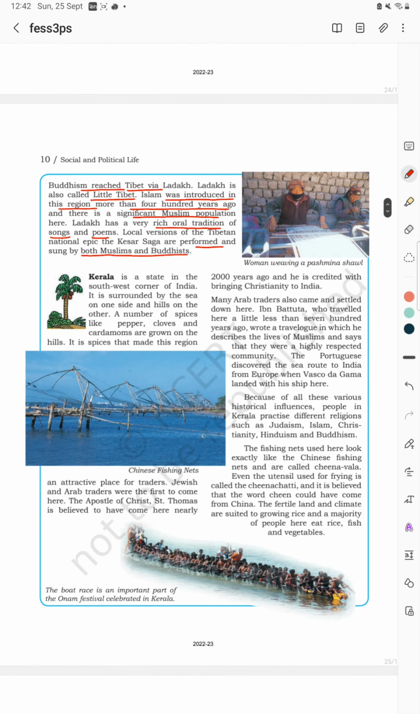Now let us know about Kerala. Kerala is a state in the southwest corner of India, surrounded by the sea on one side and hills on the other side.